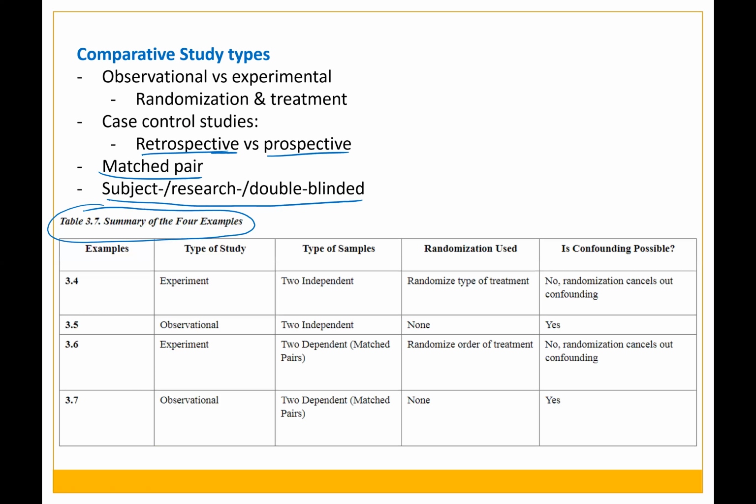So if you have an experimental study with 2 independent samples, then we can randomize the type of treatment. The other one, if you have experimental with 2 dependent matched pairs, then you can have a randomized order of treatment. And then in observational study, of course, we don't have any randomization at all.